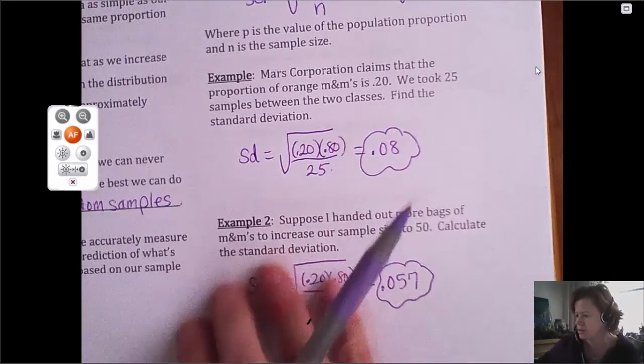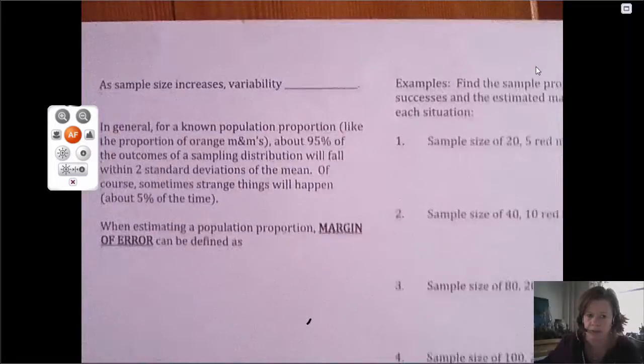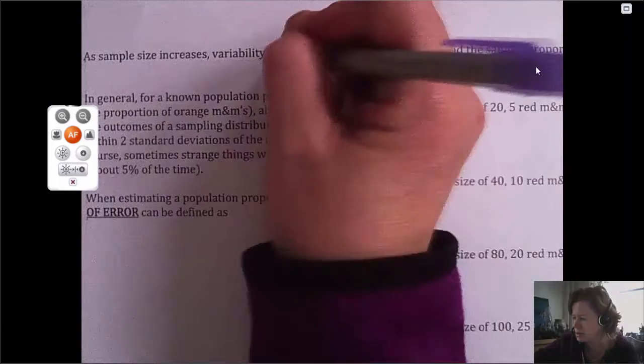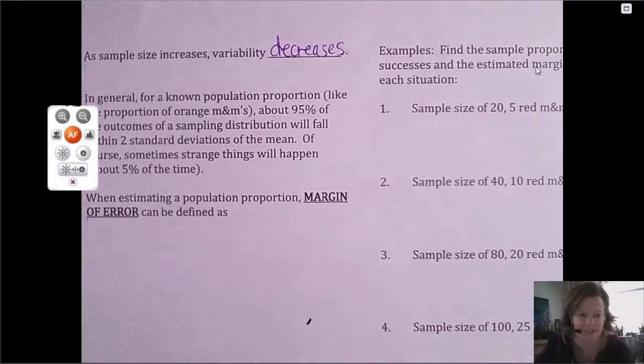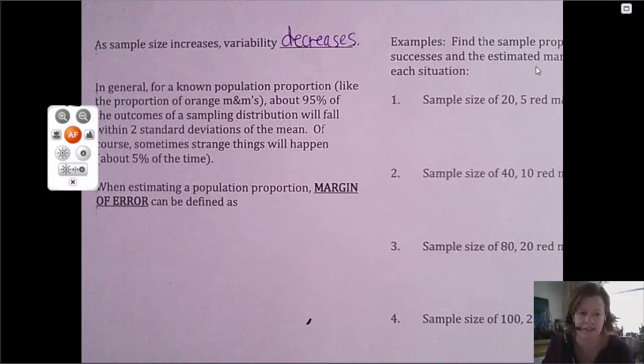So on the next page of your notes, sample size increases, variability decreases. That is a common theme. Math is consistent. In general, for a known population proportion, like the proportion of orange M&Ms, about 95% of the outcomes of a sampling distribution will fall within 2 standard deviations of the mean.